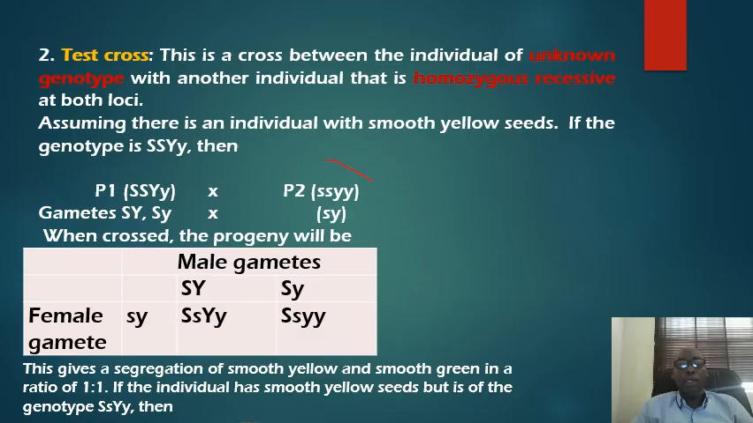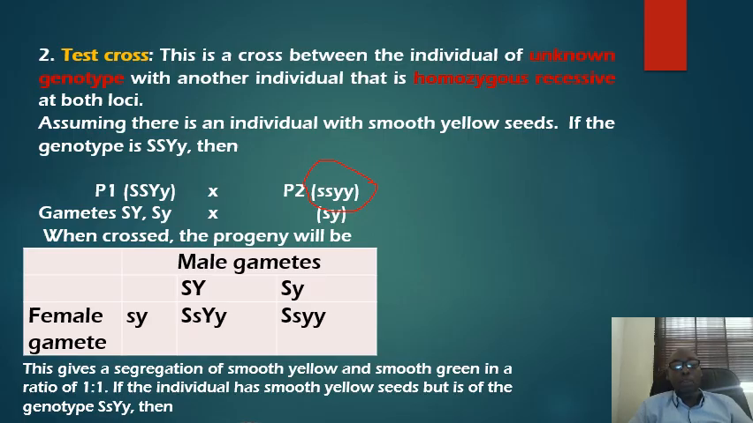Take note of this, the homozygous recessive. For a test cross, it's a cross between an individual of unknown genotype with the homozygous recessive. You can see they are all small letters, wrinkled and green. And this will give you only one possible gamete, small s small y. While the individual you are trying to find out the unknown genotype has capital S, capital Y, and capital S, small y.